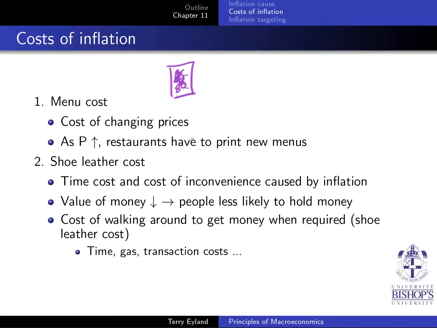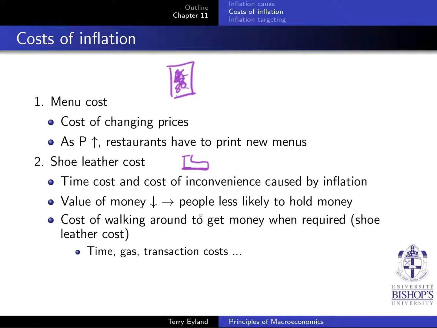Another big thing here is shoe leather cost. The idea of shoe leather cost, I'm really bad at drawing a shoe, but in the old days, supposedly, this bottom section was made out of leather. If you'd walk around a lot, you'd wear the leather. Just think about it that you're wearing your shoes as you're walking around. And the reason why you're walking around when there's a lot of inflation is you want to keep the least amount of money as cash or cash equivalents.